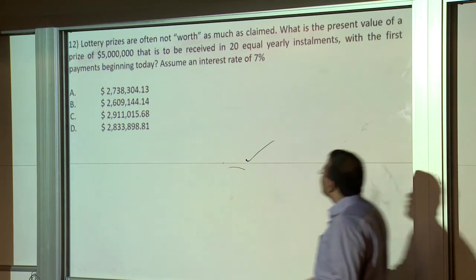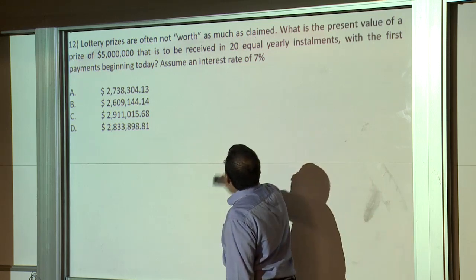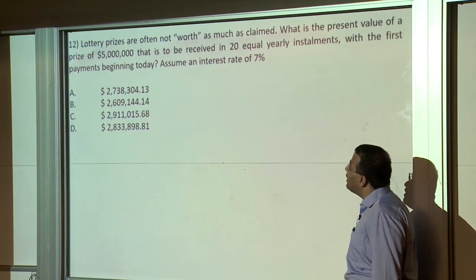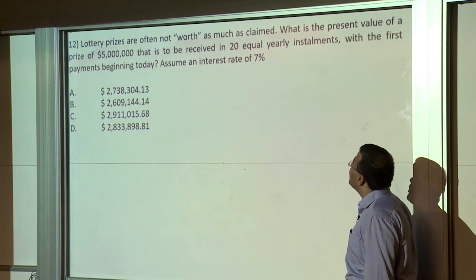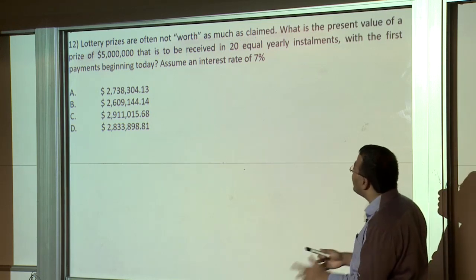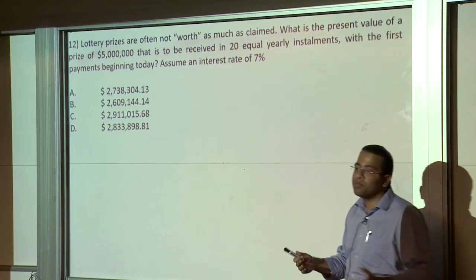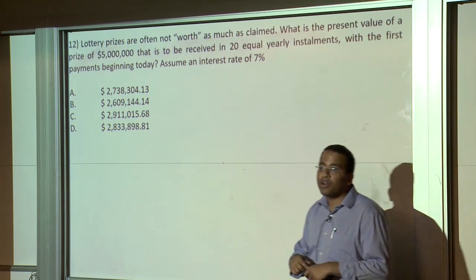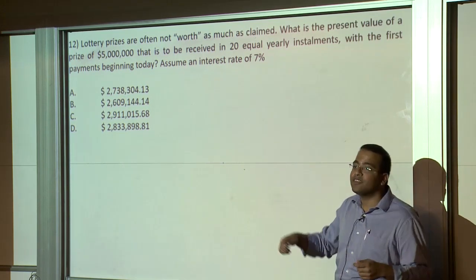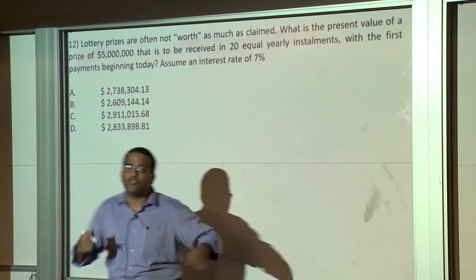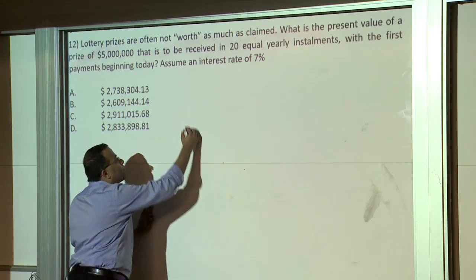Question number 12. Lottery prizes are often not worth as much as claimed. What is the present value of a prize of $5 million that is to be received in 20 equal yearly installments with the first payment beginning today? Assume an interest rate of 7%. If you're lucky enough to win a lottery, you'll find that when they say it's a 5 million lottery, what they are going to do is make payments of 5 million divided by 20.